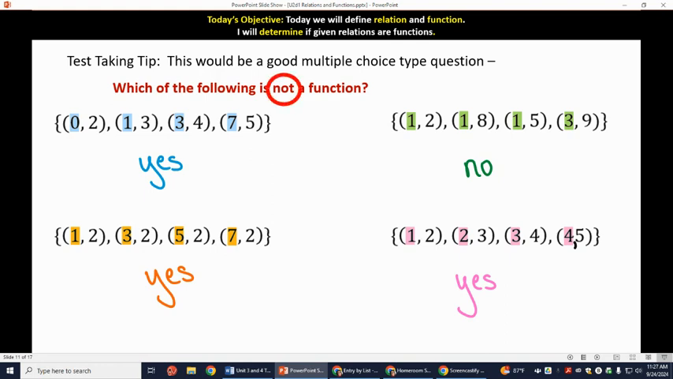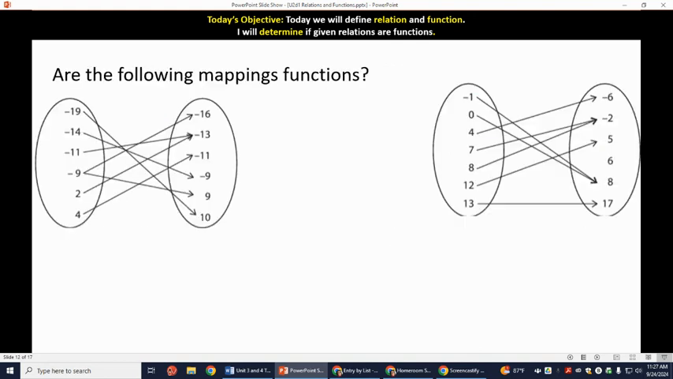So watch out for that word "not" when you're doing anything that's multiple choice, that you're finding the one, that you're reading for that word not. Okay, in which case our answer would be that second one.